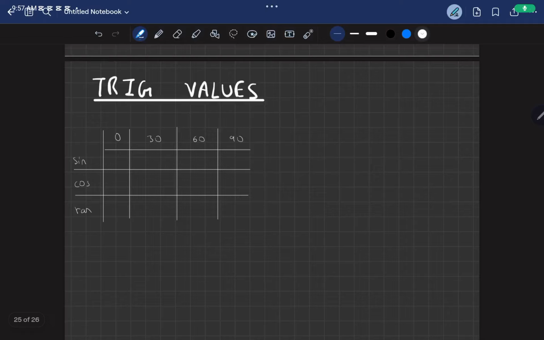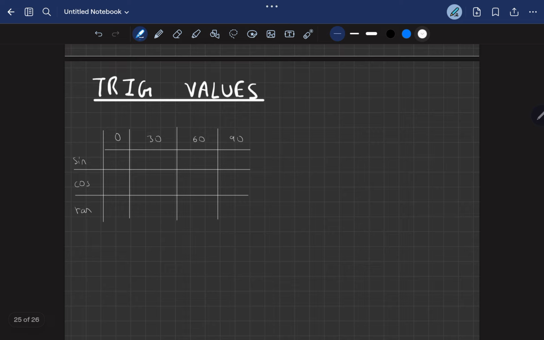Trig values. You can obviously type sine, cos and tan of any angle into your calculator and you'll get the answer. However, for certain values, we can actually work them out by using a bit of logic. We're going to go through how to work out 0, 30, 60 and 90 degrees, and we're going to work out sine, cos and tan for all of those.